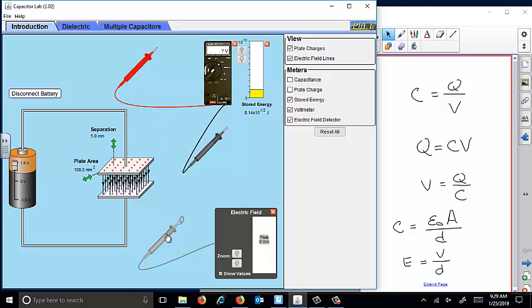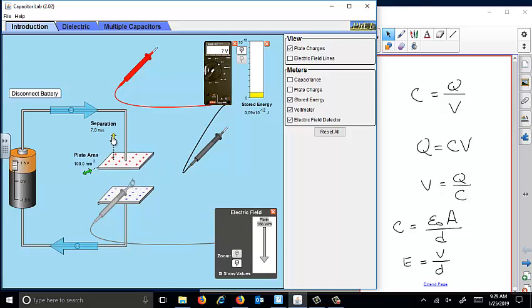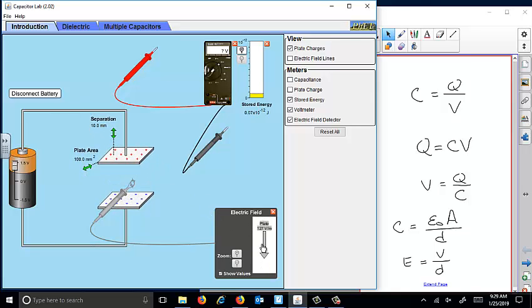And if you look at, let's take the electric field lines off. Here's my electric field meter. You can see the same thing. As I increase the separation distance, the electric field gets smaller.